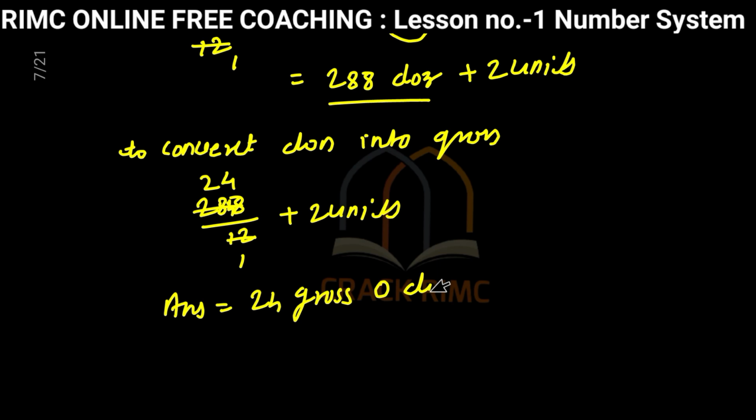0 dozen and 2 units. Why we have written here 0 dozen? Because this 288 becomes total 24 gross. There is no remainder here, so there will not be any dozen. So that's why we have written here 0 dozen. Okay.